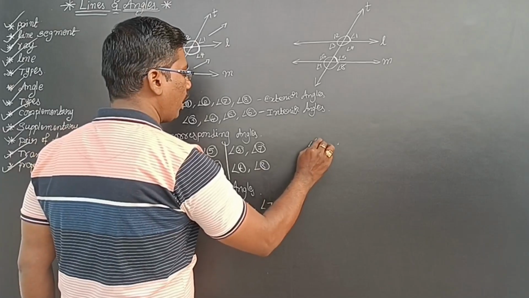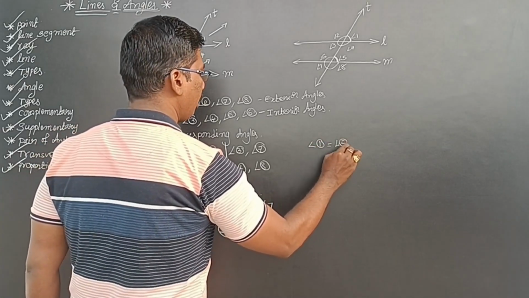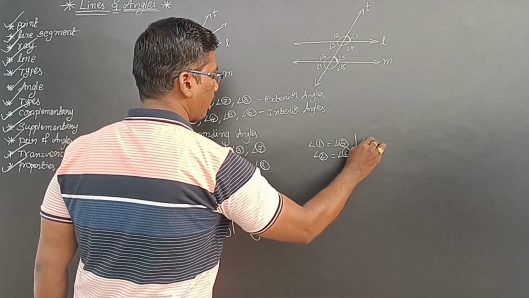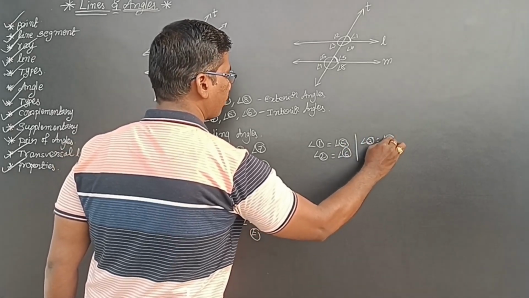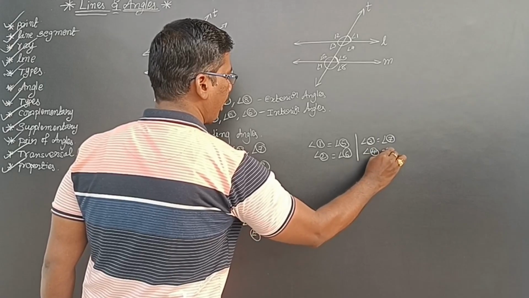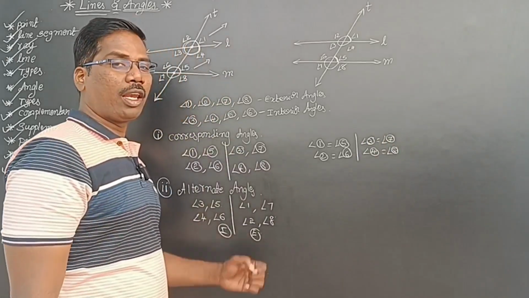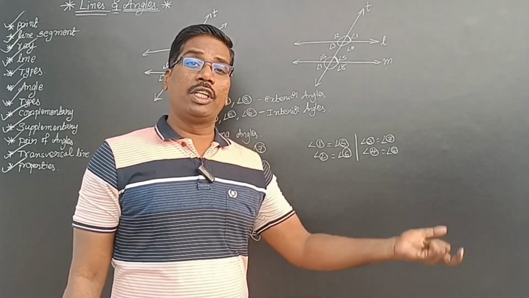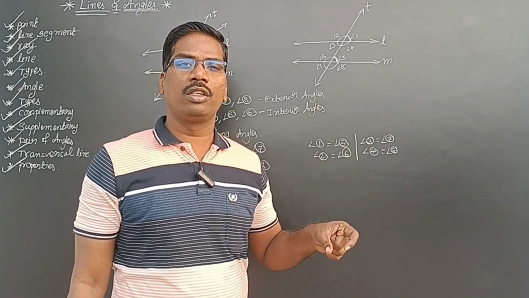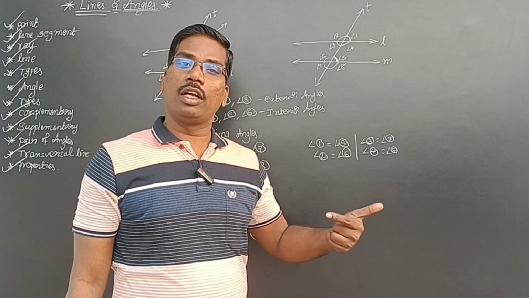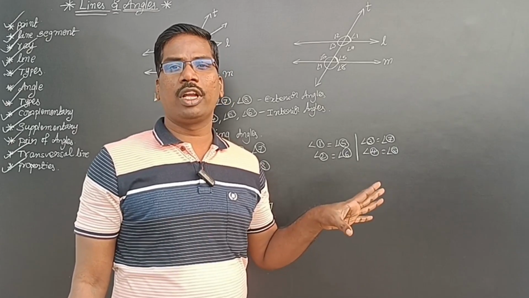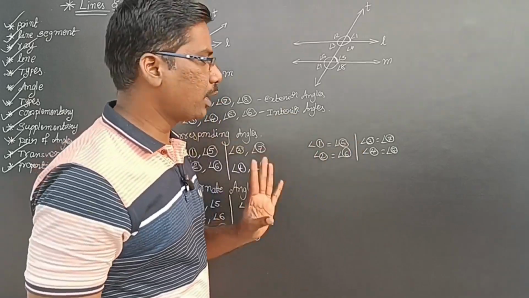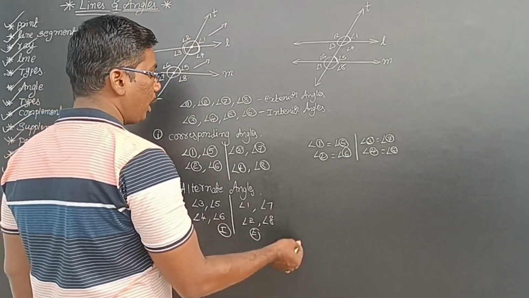Angle 1 is equal to angle 5. Angle 2 is equal to angle 6. In the same way, angle 3 is equal to angle 7, and angle 4 is equal to angle 8. If two parallel lines are intercepted by a transversal line, then the corresponding angles are equal. Conversely, if the corresponding angles are equal, then the two lines intercepted by the transversal are parallel lines.